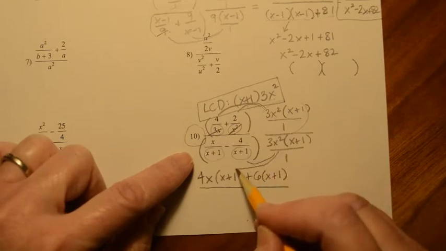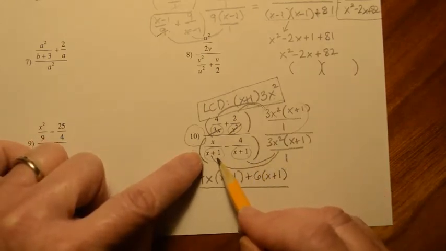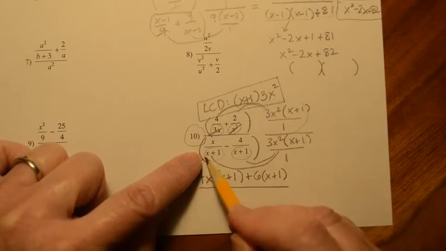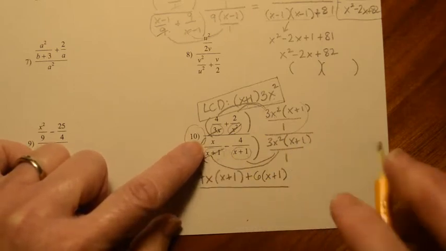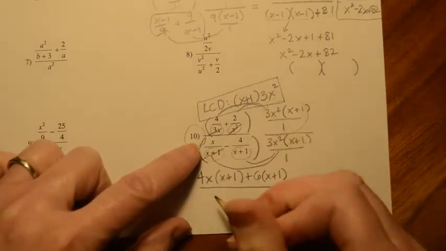So I'm going to multiply it by each term in the parentheses here. This x plus 1 is going to cancel out with this x plus 1. So all that's going to be left after that's gone is this x and this 3x squared. So it's going to be 3x cubed.